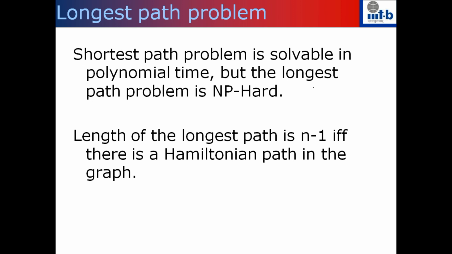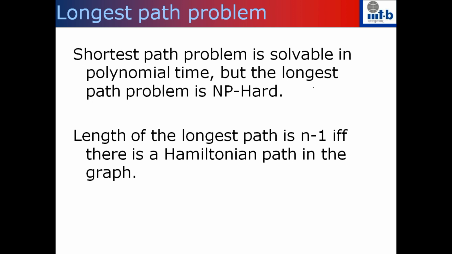But if the longest path itself is of length smaller than n minus 1, then such a graph cannot have a Hamiltonian path in the graph. So if you can answer the longest path problem in polynomial time, then we have solved the Hamiltonian path problem in polynomial time. So what we do is that you call the longest path problem. If the length of the path is n minus 1, then you know that that's a Hamiltonian path. And if the length of the longest path is strictly smaller than n minus 1, then the graph cannot have a Hamiltonian path in the graph.